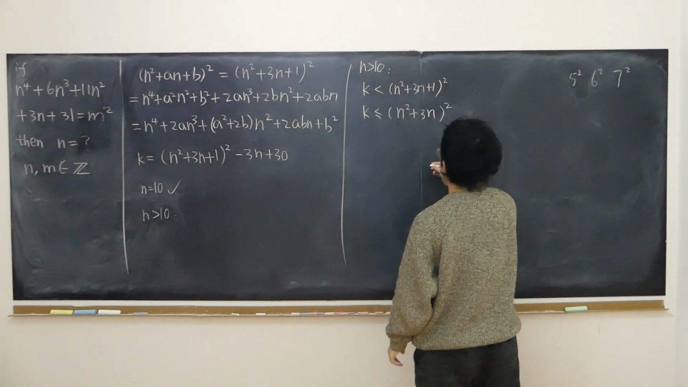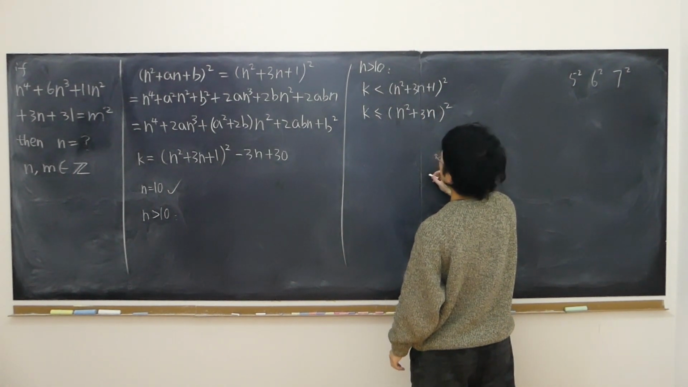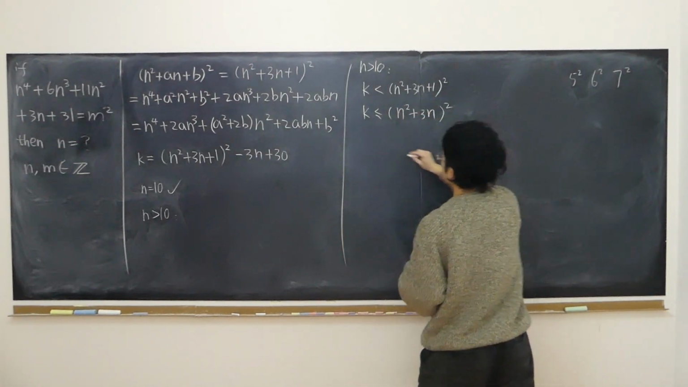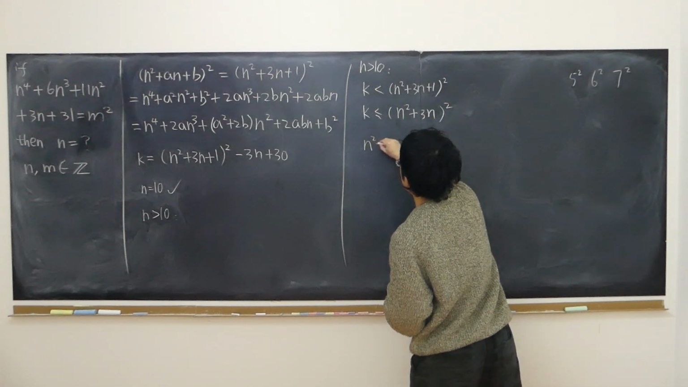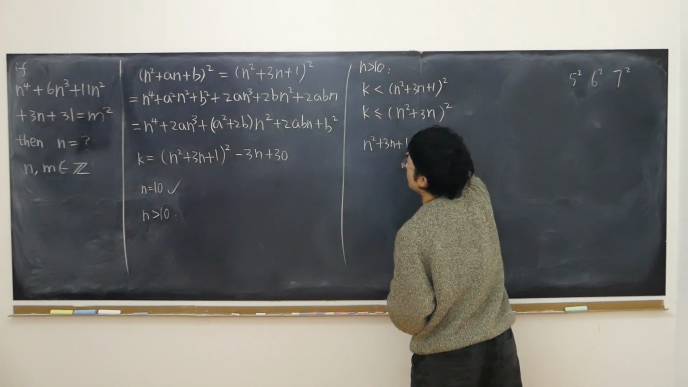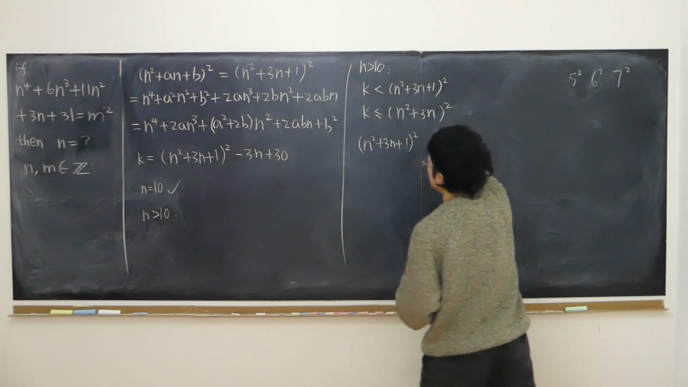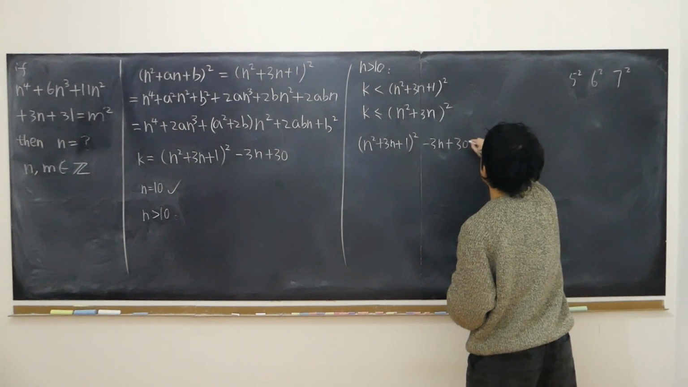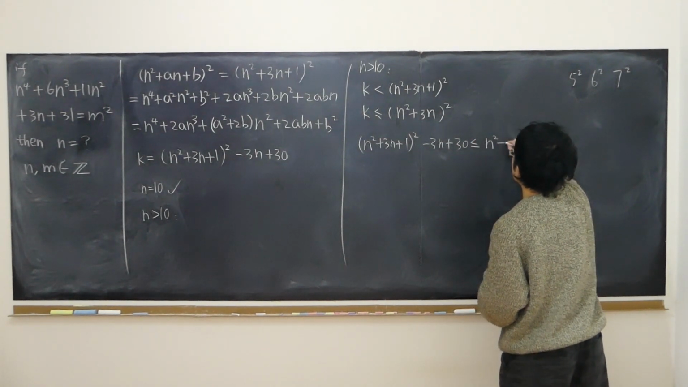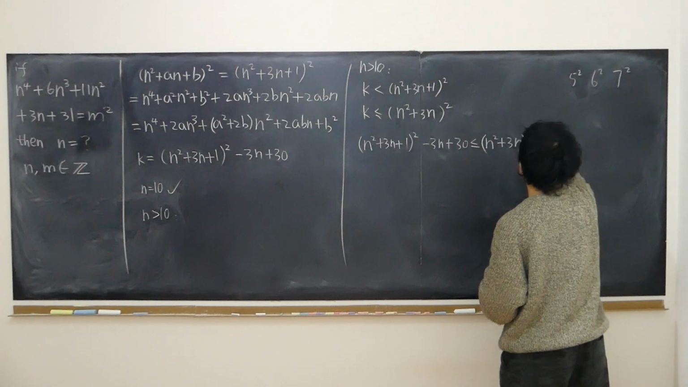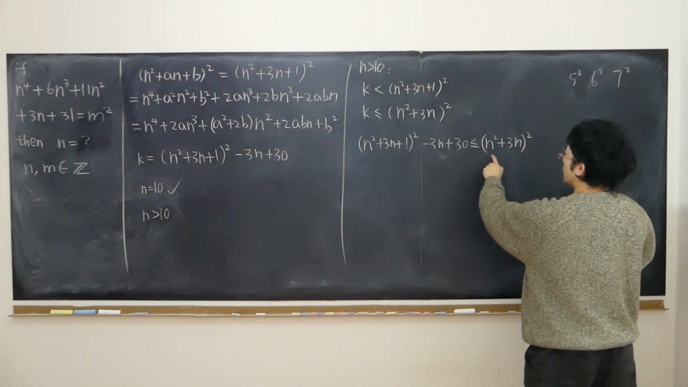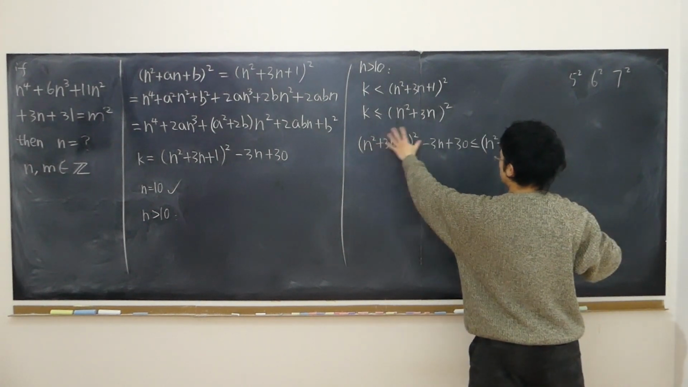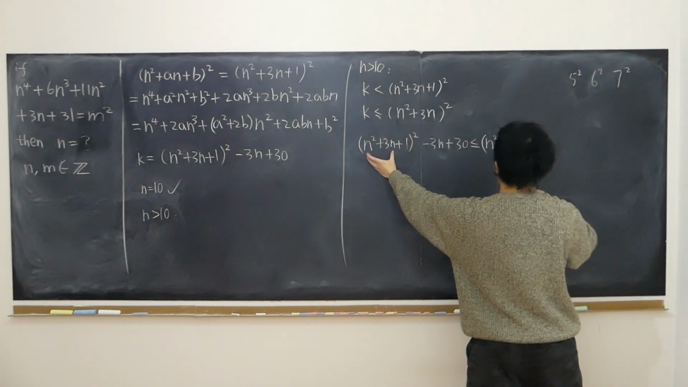So here I can just say, what's k here? k is equal to this, is less than or equal to that, right? So that means (n squared plus 3n plus 1) quantity squared minus 3n plus 30 is less than or equal to (n squared plus 3n) quantity squared. Right, we can treat n squared plus 3n as a whole thing, right? So square everything, we have this quantity squared and this quantity squared.